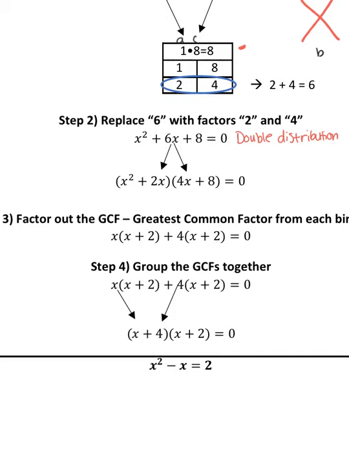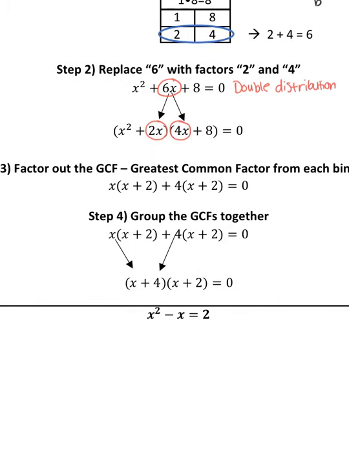Double distribution takes this middle term, the original middle term, and it's going to break it into the factor pair that you found, which was the 2x and the 4x. If I were to combine 2x and 4x together, I would get back to 6x. So I really haven't changed the problem at all. I've just made it look different. On this next step, you take out the greatest common factor between those two terms.